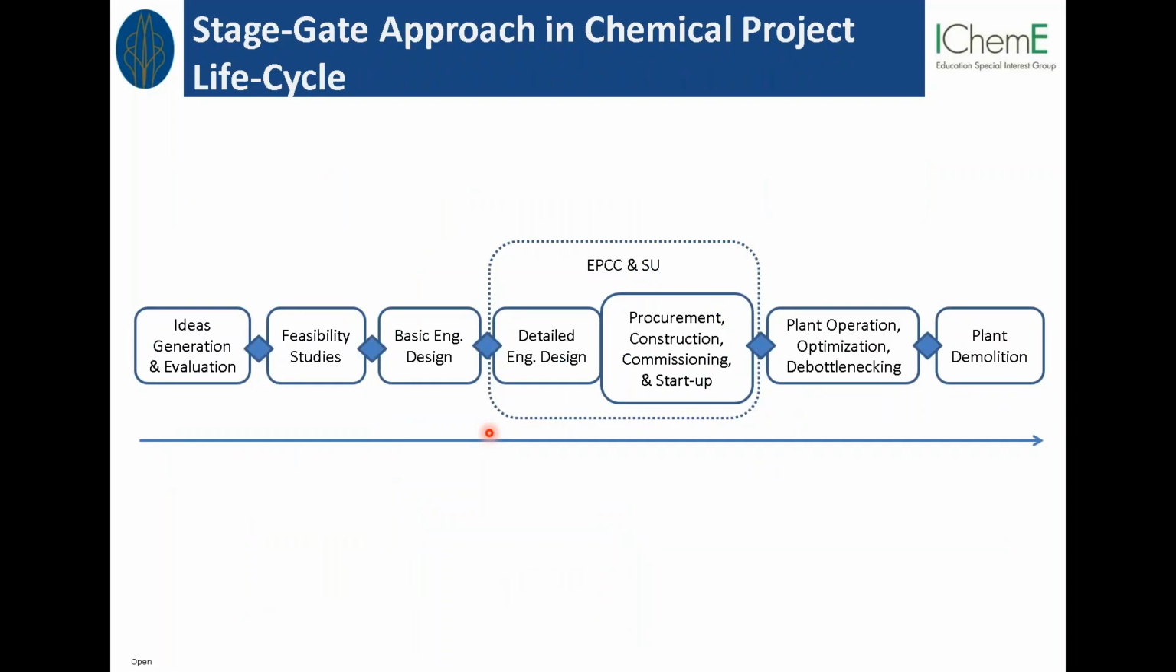In the chemical project life cycles, normally we have this stage gate approach. So we are starting from the idea generations, answering the questions that we have on the previous slides, and then out of these generations on how to solve them, we might be able to find maybe 10, 20, 50, or even 100 solutions.